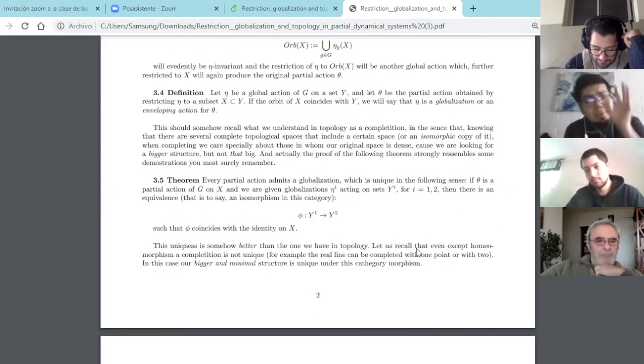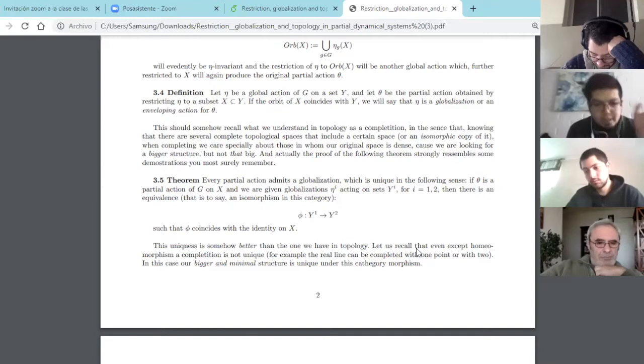And here I wanted to comment that this uniqueness is somewhat better than the one we have in topology, for example. Because even if we forget homeomorphism, a completion is not unique in the usual topological sense. For example, the real line can be completed with one or two points. So in this case, our bigger and minimal structure is unique in this category. It's very good.